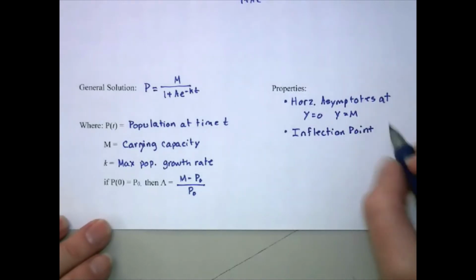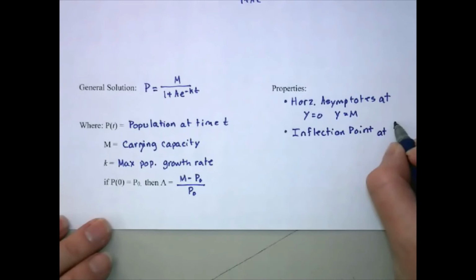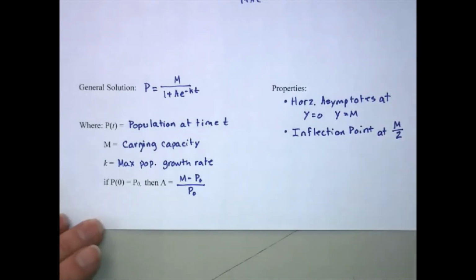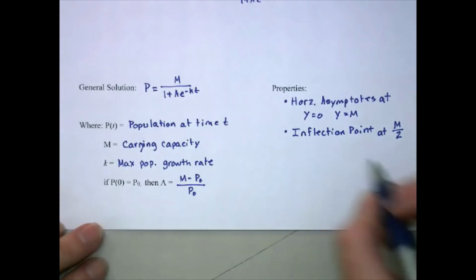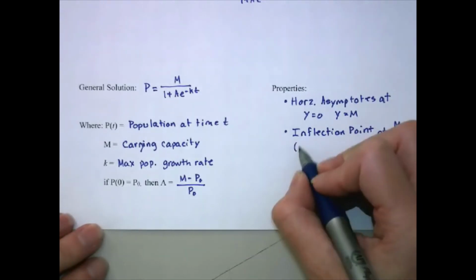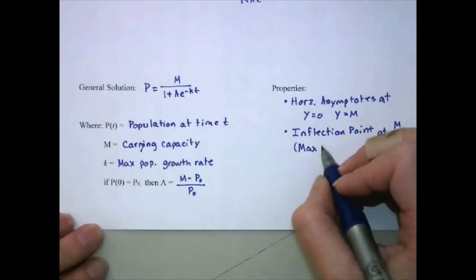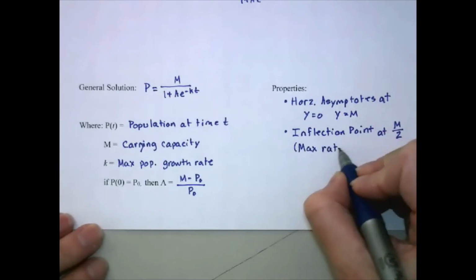Okay, so the other property is that the inflection point is always going to occur at half of the carrying capacity. Once half of the population, so in this case the mice, get infected, then the rate starts to slow because there's just less mice to infect. That's also where the max rate of growth occurs.